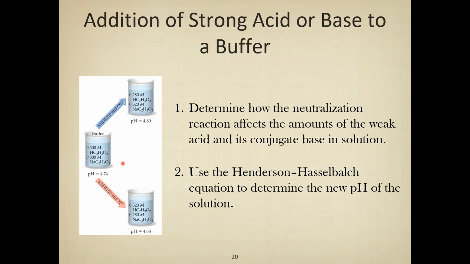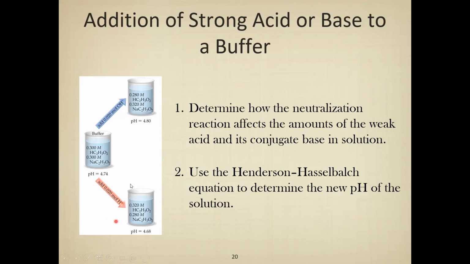But again, you see it doesn't change drastically because it's a buffered solution. It's going to be fairly resistant to that pH change. So it only goes up by 0.06. If we added 0.02 moles of hydroxide to pure water, we're going to see that pH is going to skyrocket immediately.